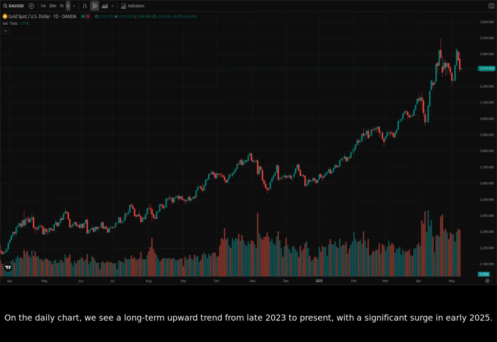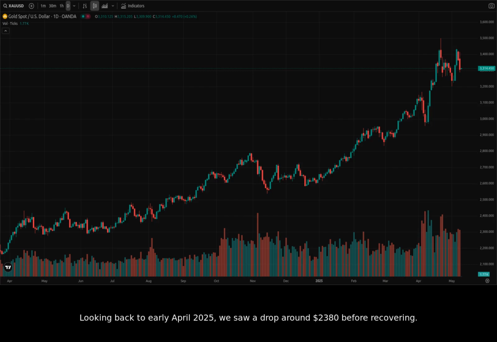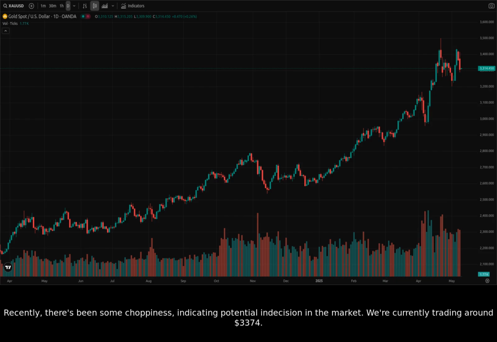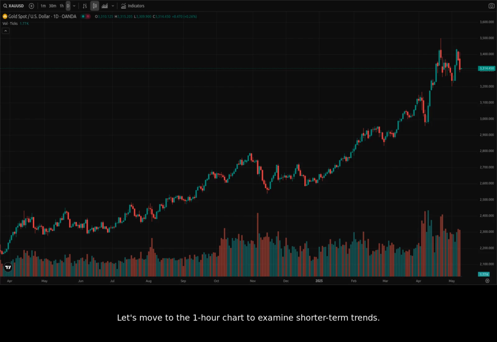On the daily chart, we see a long-term upward trend from late 2023 to present, with a significant surge in early 2025. Looking back to early April 2025, we saw a drop around $2,380 before recovering. Recently, there's been some choppiness, indicating potential indecision in the market. We're currently trading around $3,374. Let's move to the 1-hour chart to examine shorter-term trends.